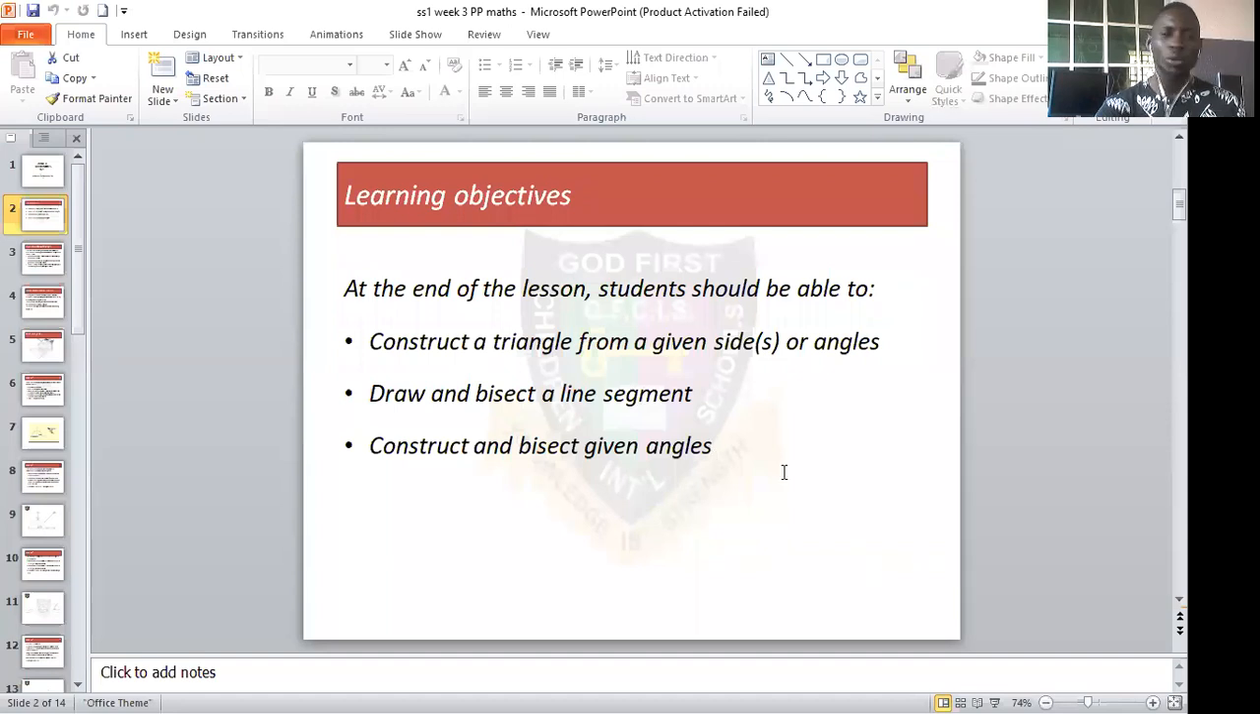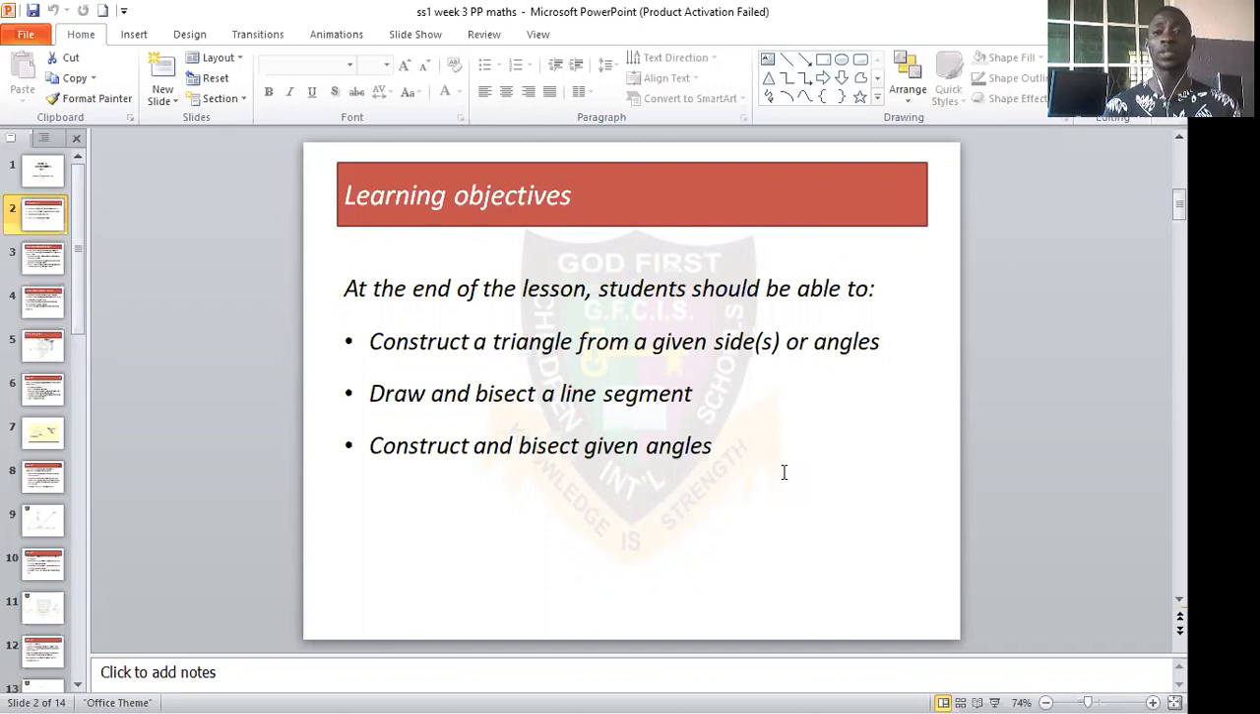Before we go further into the topic, I would like to share with you our learning objective. Geometric construction for SS1 class. At the end of the lesson, students should be able to construct a triangle from a given side or angle.